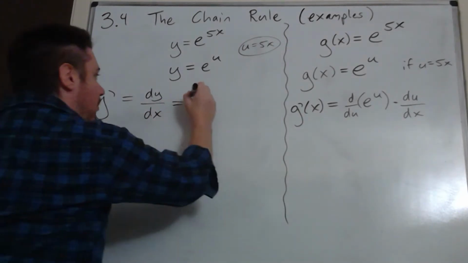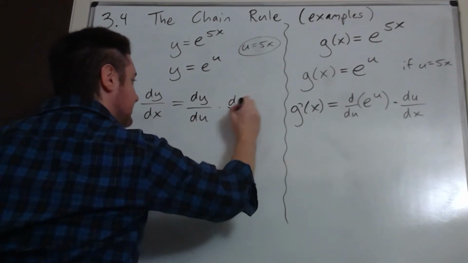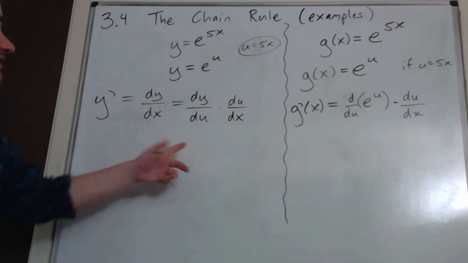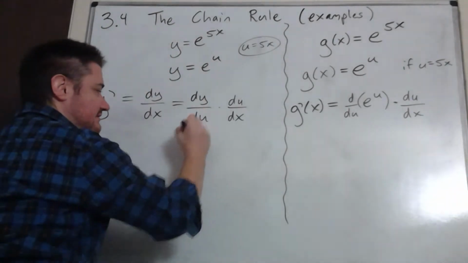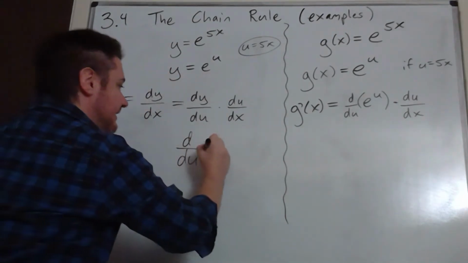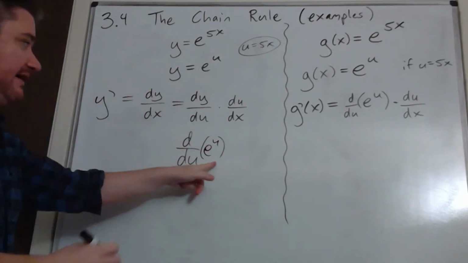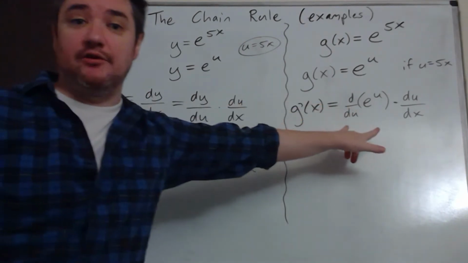dy dx, we wanted to do dy du, and then multiply that by du dx, okay? So here, since y is e to the u, if I wrote d du, this first derivative of y is e to the u, right? And then times du dx, and that's what I've written over here.